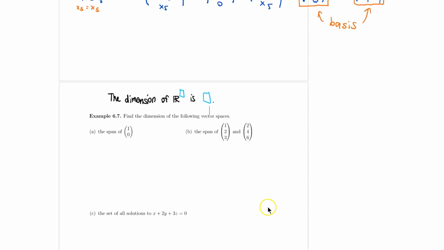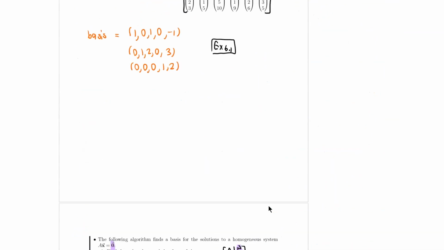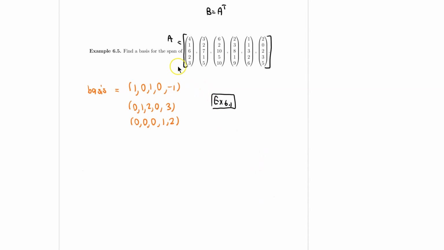For example, if we look at our earlier examples, we see that if I look at the span of these 6 vectors, it turns out that the basis only has 3 vectors. So that means as a vector space, this guy has dimension 3. And notice that number 3 has nothing to do with the number of vectors that I start off with, and it has nothing to do with the number of coordinates that I have either.